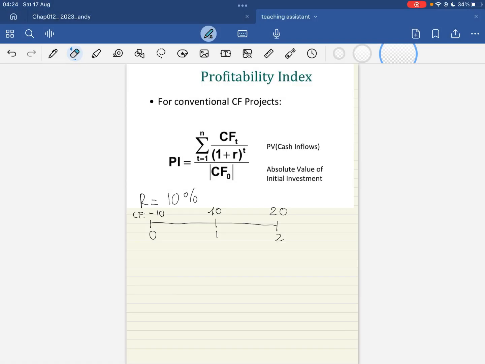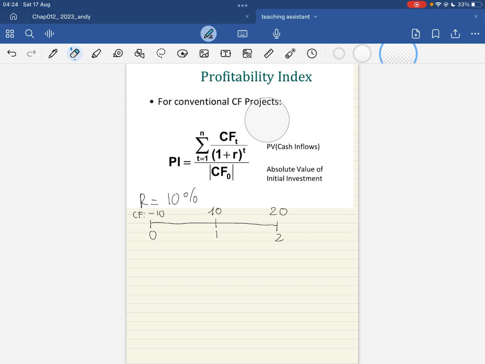And the last concept I want to introduce you guys in this video is the profitability index. So profitability index is only used for conventional cash flow projects. So in case we have a non-conventional cash flow, always remember to adjust it. The formula is the total sum of all the future cash flow discounted to current time divided by the absolute value of the initial investment.